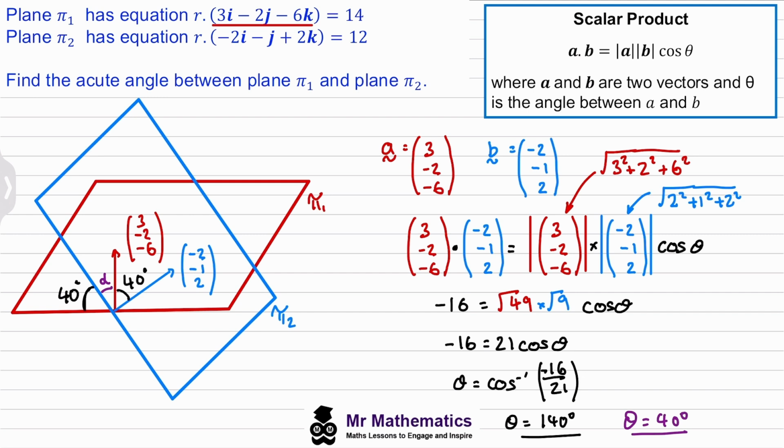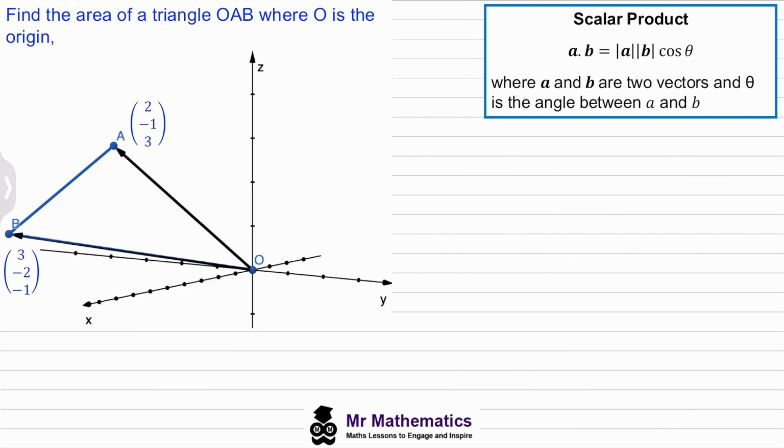Okay, so the next thing I want to show you is how we can use the scalar product to find the area of a triangle in 3D space. So in this example, we've been asked to find the area of the triangle OAB, which is this one here, where O is at the origin, and A has position vector 2i minus j plus 3k, and B has position vector 3i minus 2j minus k.